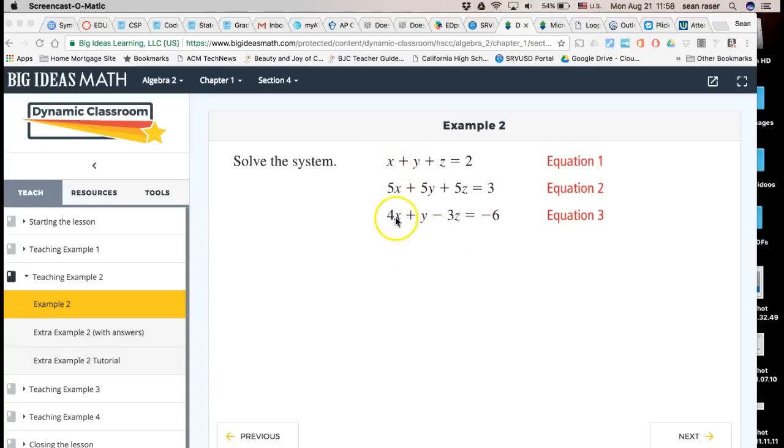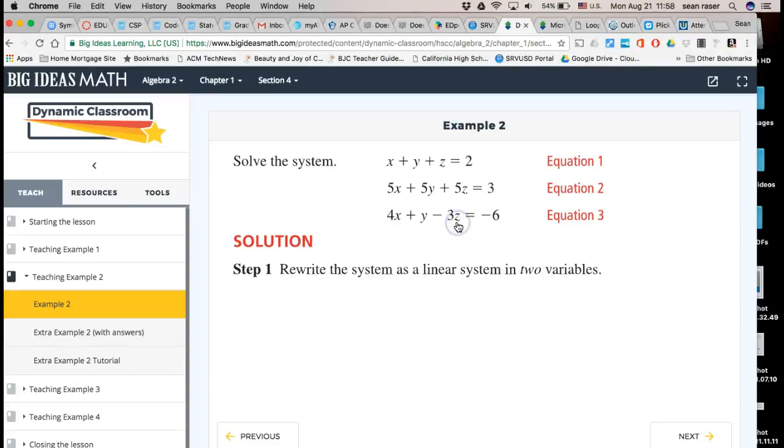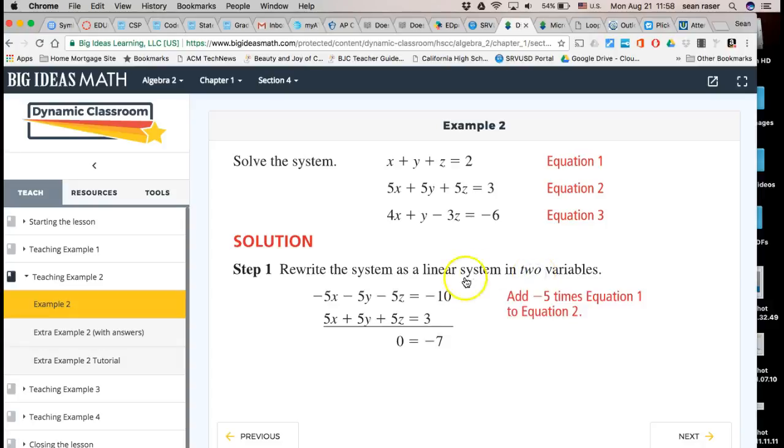You see here, if we look at our x's, we've got x, 5x, 4x. We've got y, 5y, and y. Then we've got z, 5z, and negative 3z. So what we're going to do first is rewrite this as a linear system in two variables. If we take our first equation and multiply it by negative 5, that's going to allow us to get our z variable eliminated. So we've got x, 5x, y, 5y, and z, 5z.